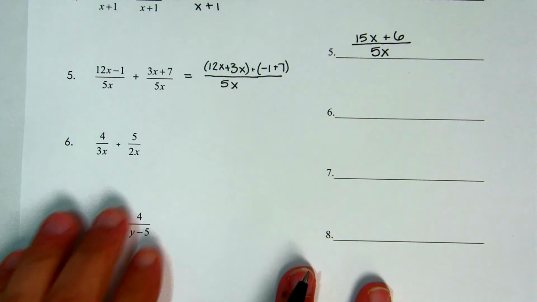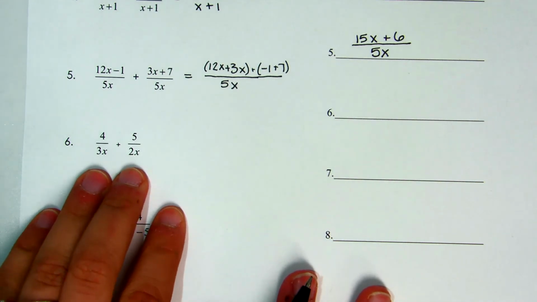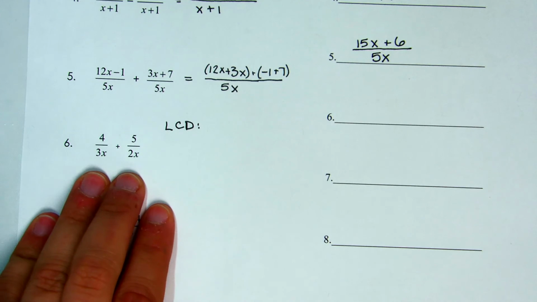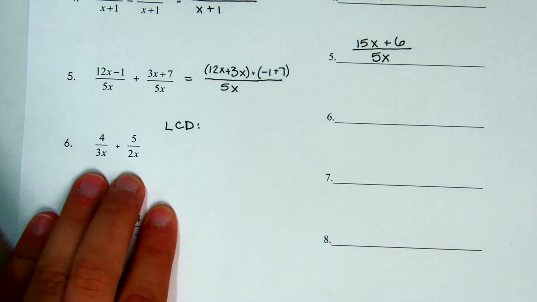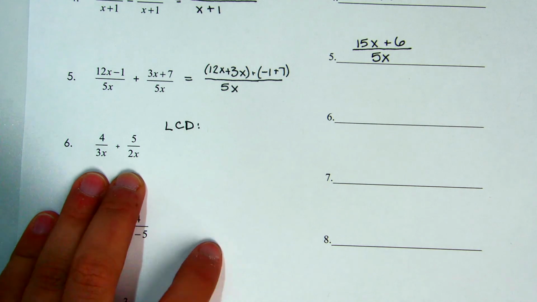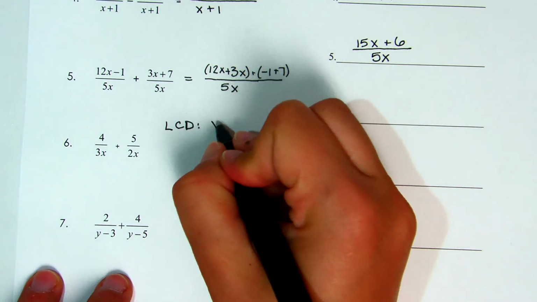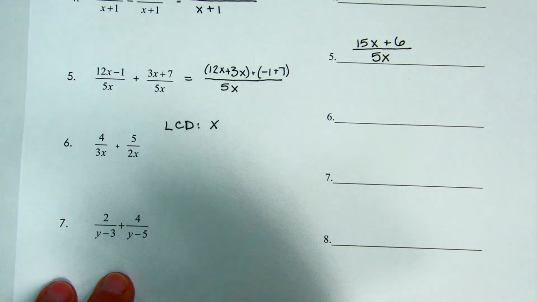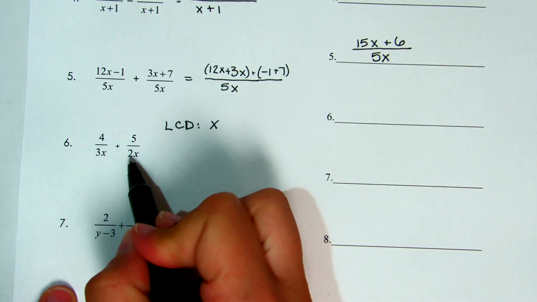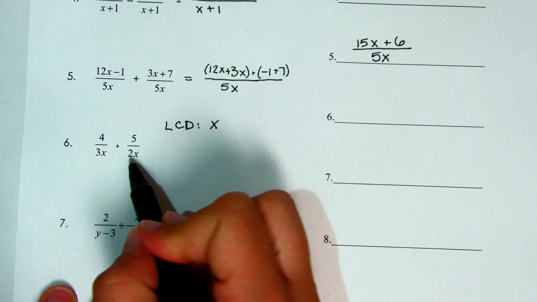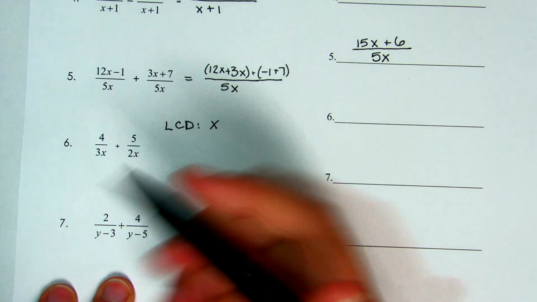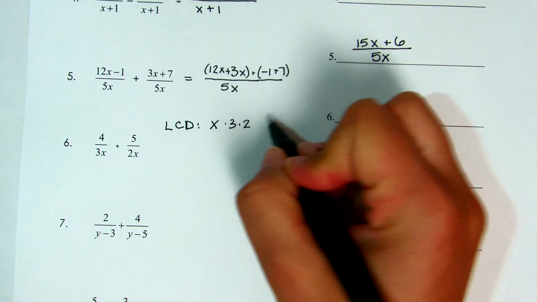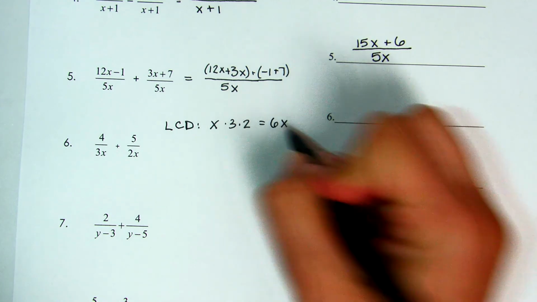Now number 6 gets into non-common denominators, unlike denominators. So that means that I have to find my least common denominator. So if there's anything that they have in common, then I take the higher power. Well, they both have an x in common, so I'm going to have an x. They're both to the first power, so I only need a single x. But then what they don't have in common, I have a 3 and I have a 2. I'm going to have to take one of each. You take all the pieces. So 3 times 2 means that my least common denominator is going to be 6x.